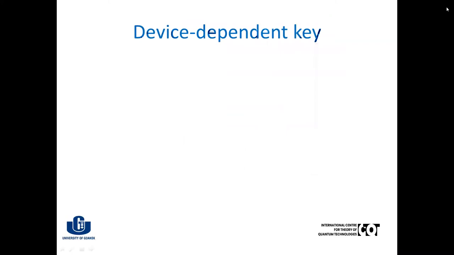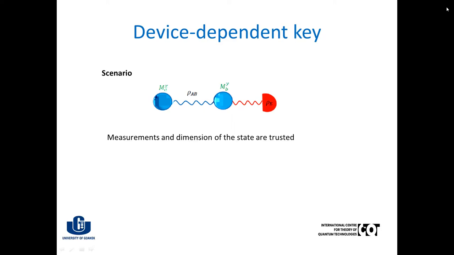So first, device-dependent key. The scenario is, I think, well known to everybody in this audience. The two distant honest parties, Alice and Bob, share a quantum state rho_AB, a purification of which is held by Eve, and they can also measure these states to obtain statistics. Both the measurements and the dimension of the states are trusted. So they know, for example, that in each run they have a two-qubit state, and they have particular measurements, observables, to measure.